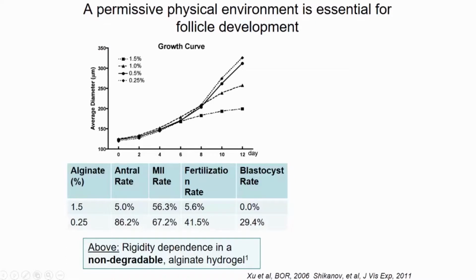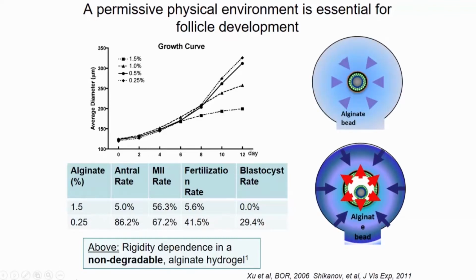How do you control the stiffness of Alginate? Here you see the expansion of follicle diameter as a function of time. If you encapsulate follicles in a very soft hydrogel, somewhere between 0.25 to 0.5%, then follicles grow very nicely and reach relatively large size, and then they can be ovulated and they can actually develop into live birth if implanted in animals. But as you increase the concentration of alginate to 1 or 1.5%, then you start seeing a decrease in follicle expansion, and then they really don't grow.